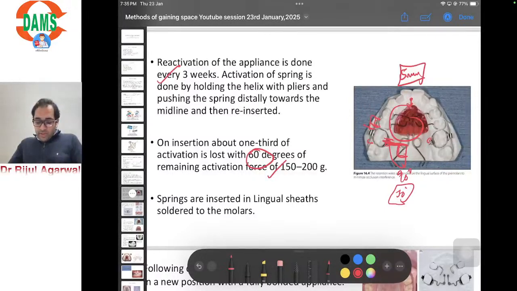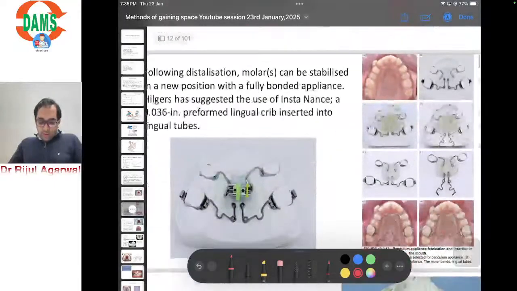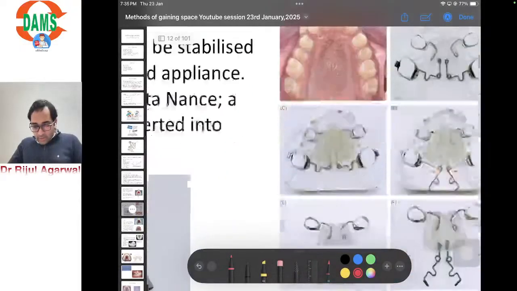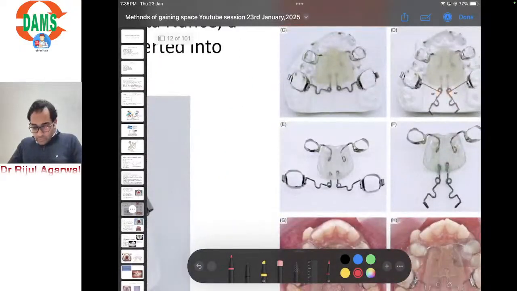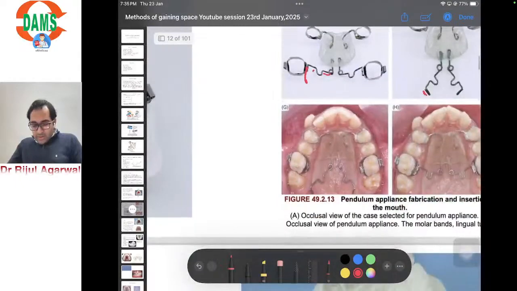Now the springs are again inserted inside these lingual sheaths, and the spring will take the molar along with it distally. If I zoom in, this is how the activation is done. It is inserted inside the lingual sheath. Once it's out, the springs are like this in the deactivated state. In the activated state, it is inside the lingual sheath. Inside your mouth, this is how it looks.